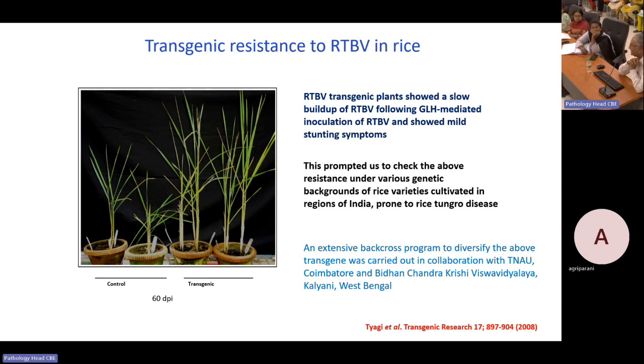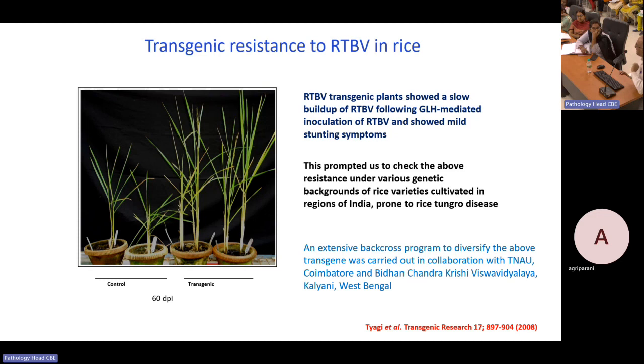So initially, we did this work on an aromatic variety, which is easy to transform. And so you have the transgenic and the control plants, non-transgenic, inoculated with the RTBV. And at 60 days after inoculation, you see that the untransformed plants, normal rice plants, are showing symptoms, but the transgenic ones are not showing symptoms. They're showing very mild symptoms.